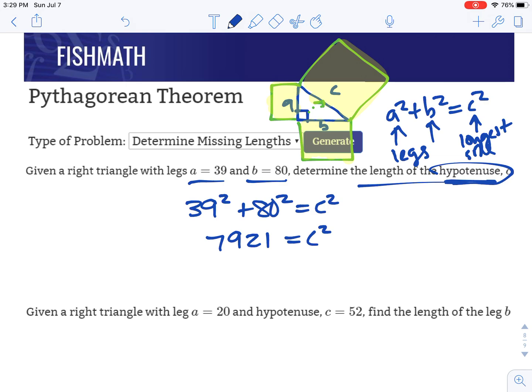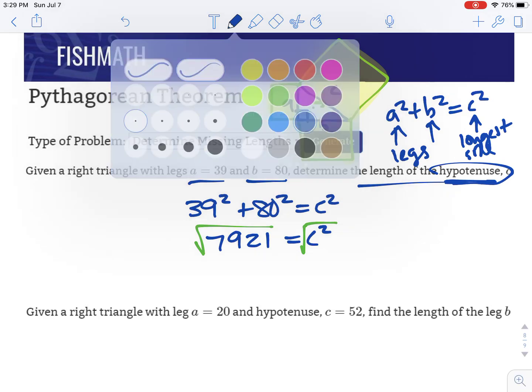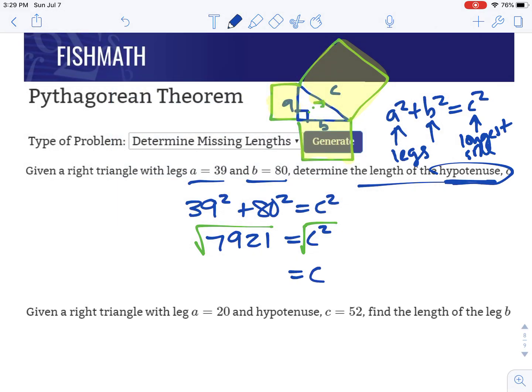That would be way too big if you had a 39 side and an 80 side and then 7,921. That doesn't make any sense. Our triangle inequality would show that that doesn't make any sense at all. So to find C, we've got to get rid of the squared here. To do that, we use the square root of both sides. That gets rid of the square. We just get C.